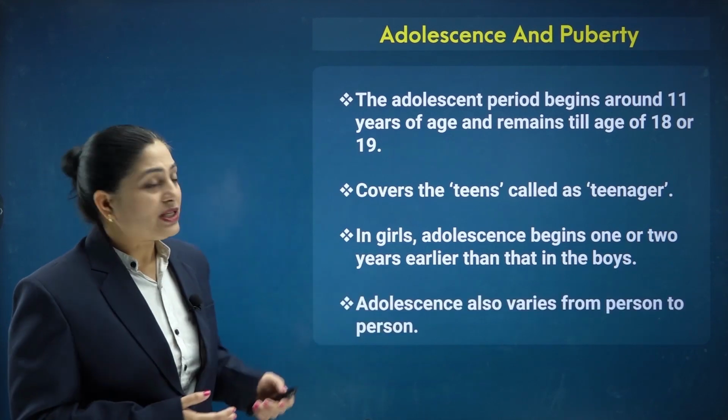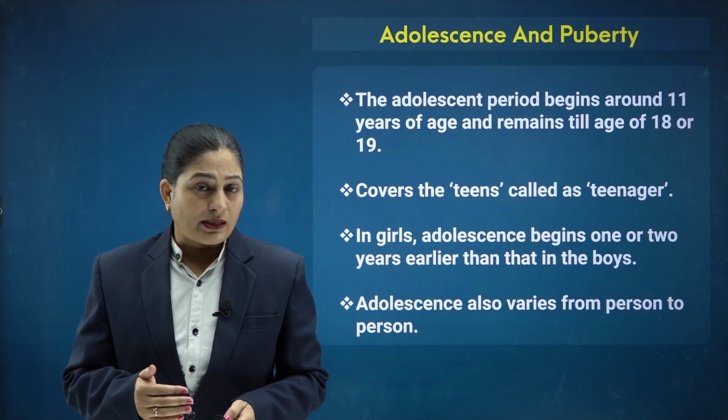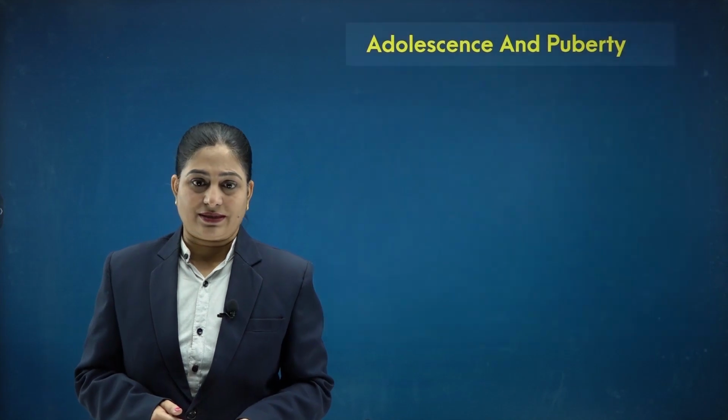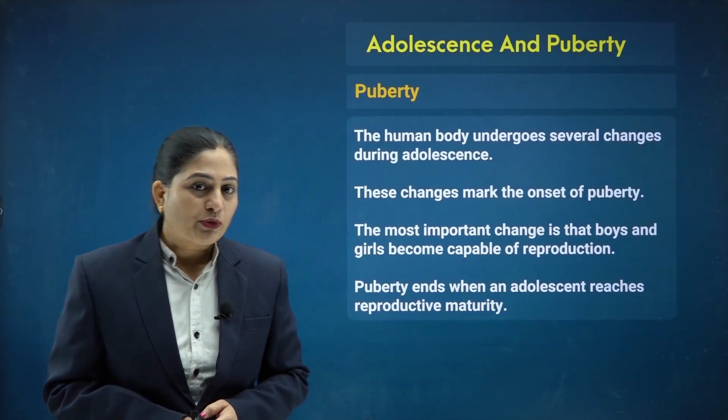Adolescence also varies from person to person. That means the age number is a limit for certain cases, but it may vary for other cases. Now we'll discuss more in detail. We'll talk about puberty.